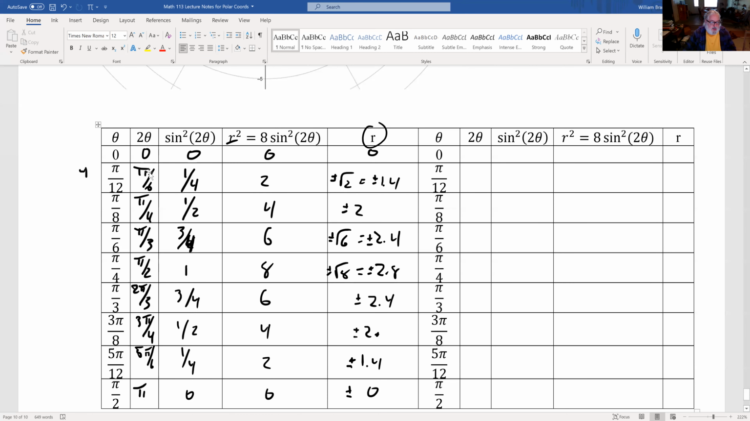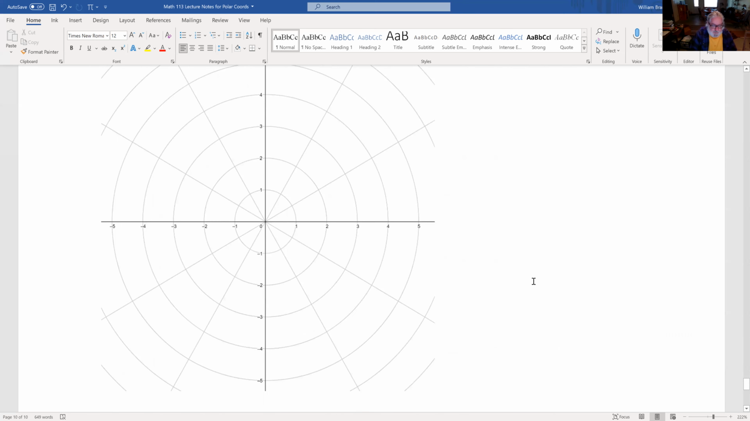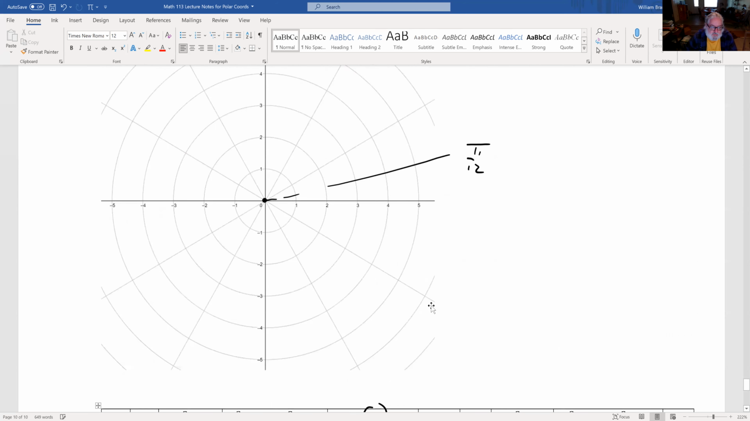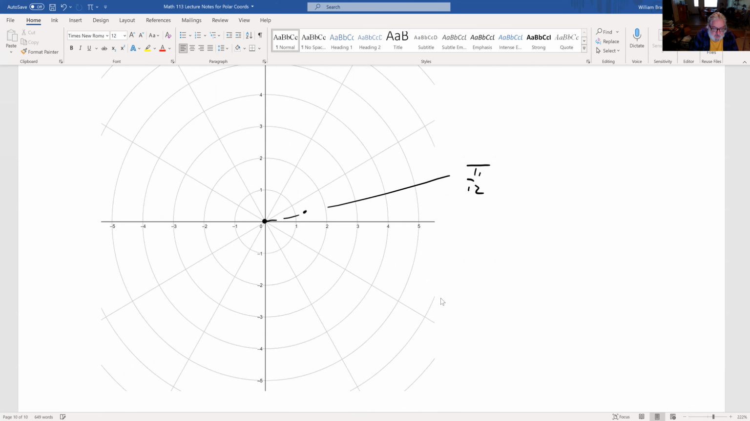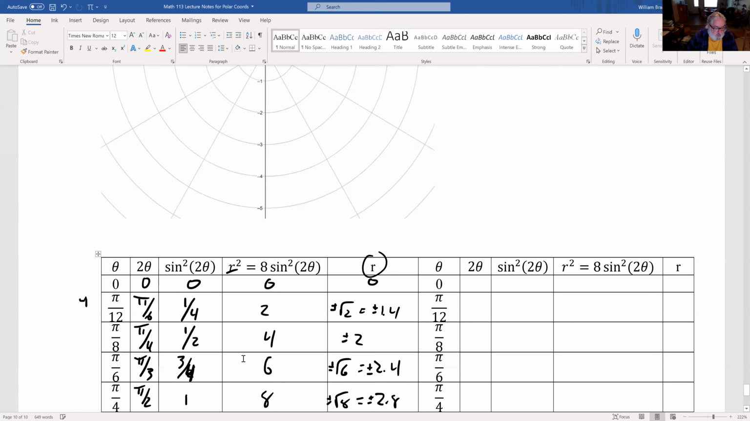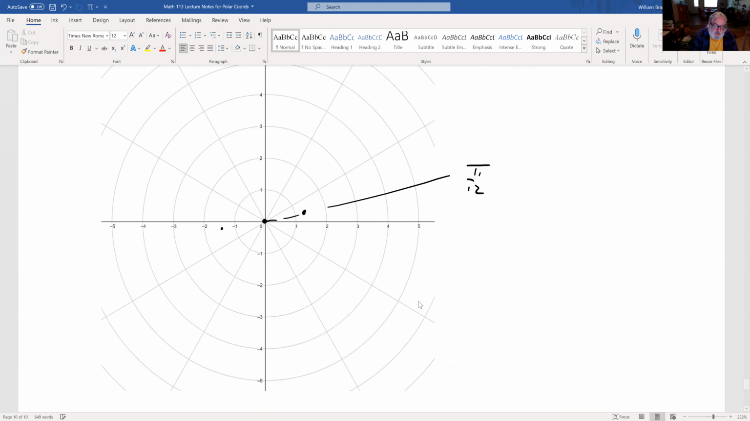So when theta is pi over 12, which is half of pi over 6. Oh, well, when theta is 0, it's 0. Pi over 12, which is half of pi over 6, you have 2 possibilities for r. One is plus 1.4 and one is minus 1.4. So we actually get 2 points, one here and one out here on the negative pi over 12. Likewise, for pi over 8, which is 1/2 of pi over 4, you get 2 points, plus minus 2. So pi over 8 will be about there, and we get a point here and a point there.